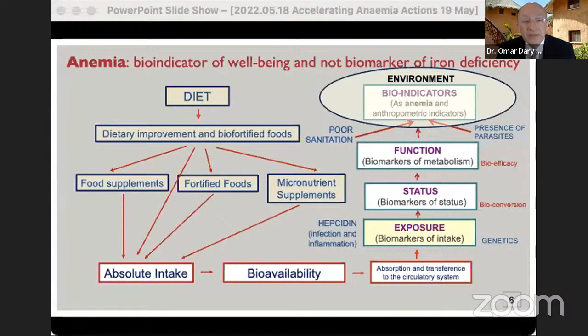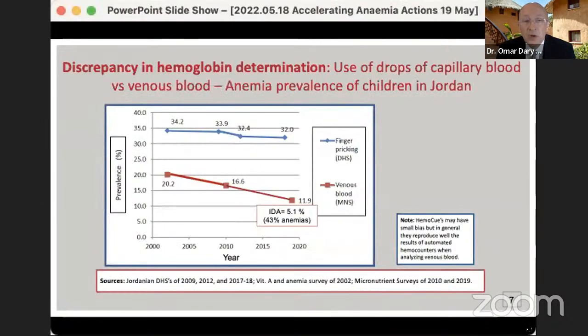Thus, we need to pay attention, not only to the diet, but also to the genetic and health status of the population. And adding to these complex interactions, we need to realize that hemoglobin concentration, and therefore anemia prevalence, is also determined by the characteristics of the environment. Next slide. Over the last 5 years, we have identified problems in the epidemiological assessment of anemia, and it is the discrepancies in prevalence values estimated in different types of population surveys.